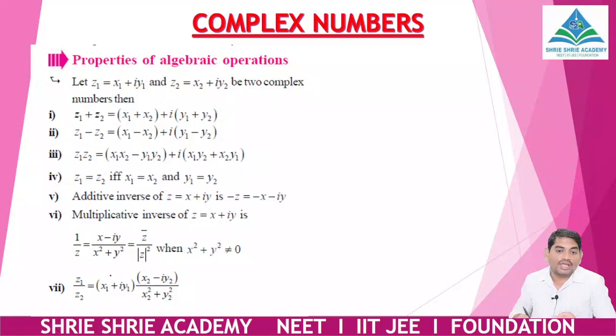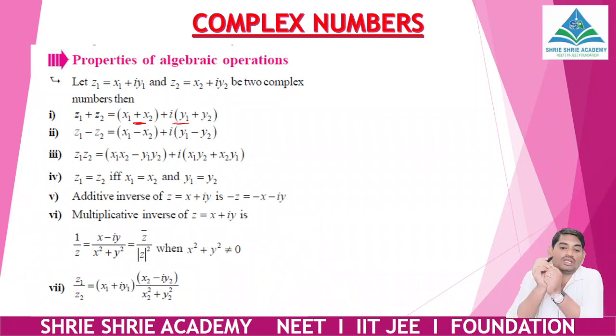Then let me explain the properties of algebraic operations. See here, first property: let z1 is equal to x1 plus iota y1 and z2 is equal to x2 plus iota y2, any two complex numbers. Then how to add the two complex numbers? z1 plus z2 is equal to x1 plus x2 plus iota into y1 plus y2.